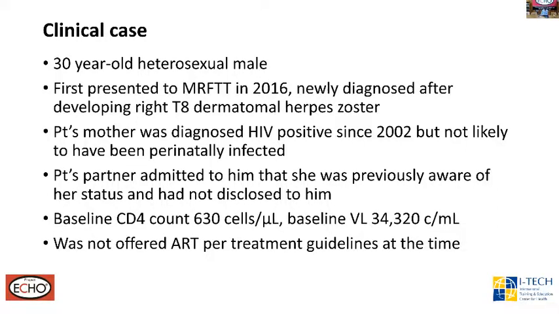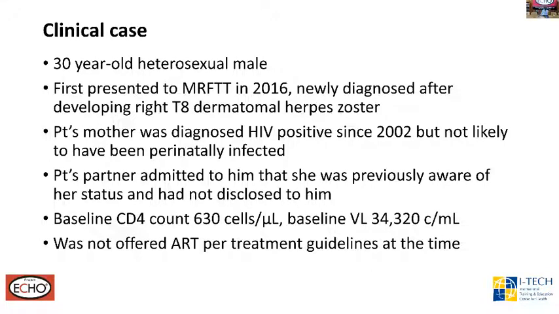So this is the case of a 30-year-old heterosexual male who first presented to us in about 2016, about 6 years ago. He was newly diagnosed HIV positive after developing a right T8 dermatomal herpes zoster, so shingles in the right chest. The astute clinicians in A&E thought, well, this is a 24-year-old with shingles, let's check for HIV. He was in fact positive.